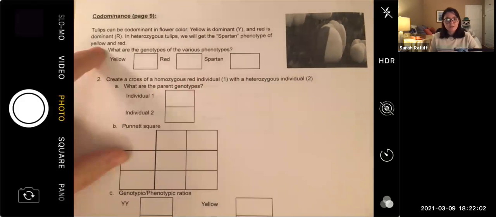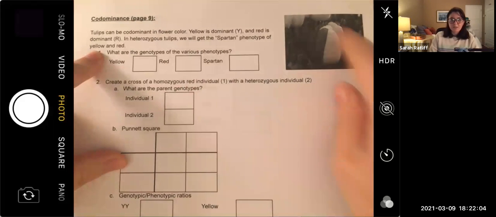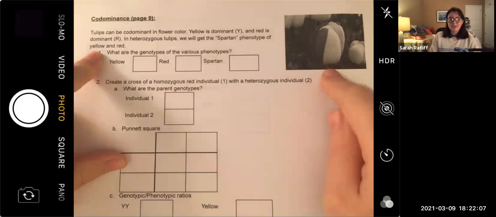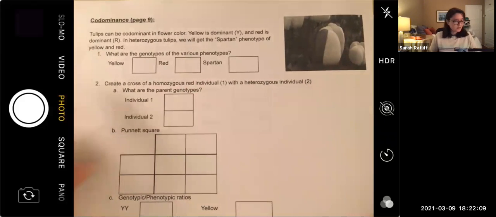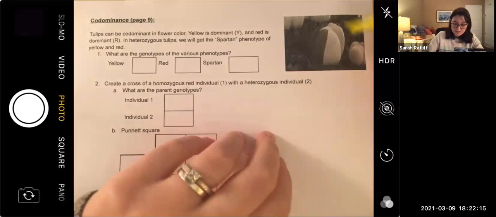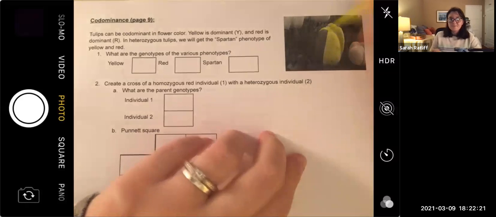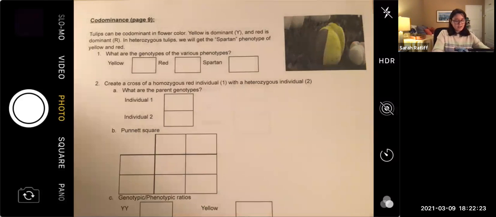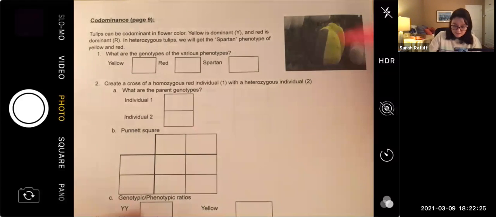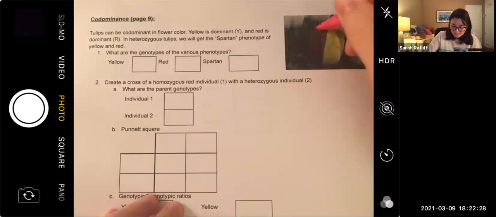So tulips. Tulips are a flower. This is a bad picture. I only have a laser printer that prints black and white, but we can get creative here. Let's make it so tulips can be codominant in flower color. Yellow, I'm gonna make this kind of yellowy with my highlighter here. Yellow is dominant, and let's just pretend that this pink highlighter is red.